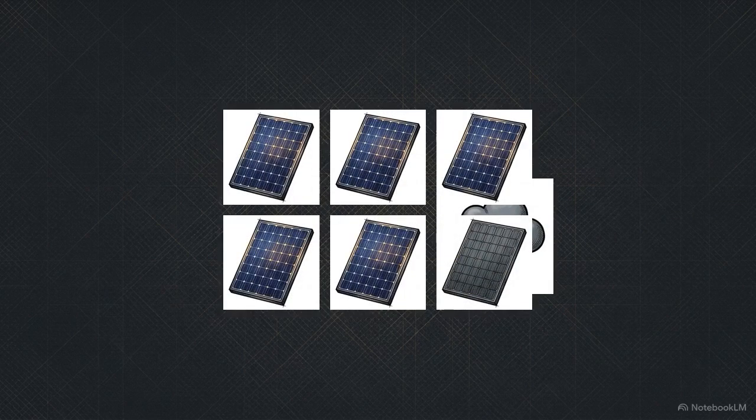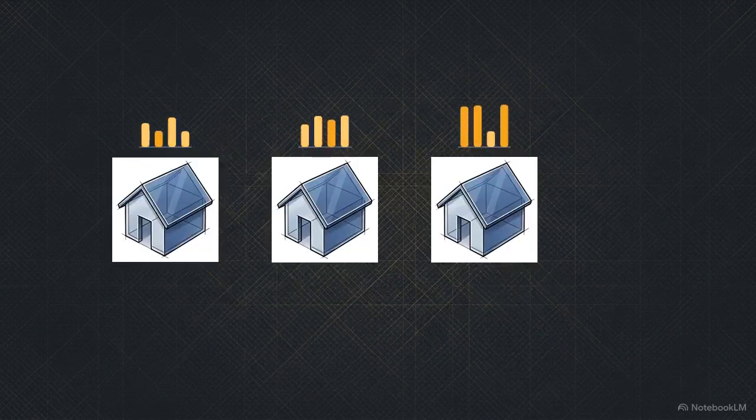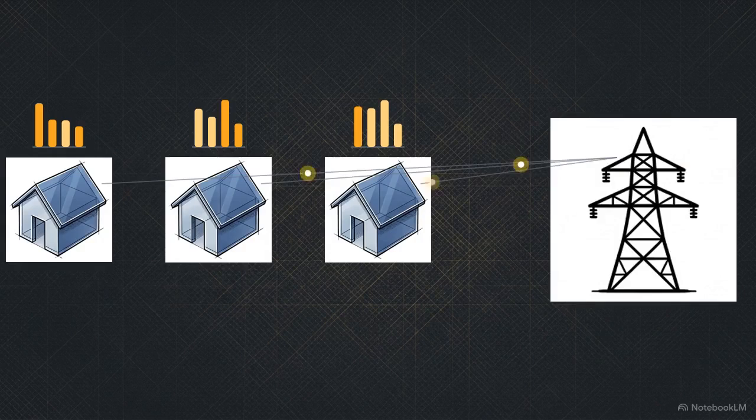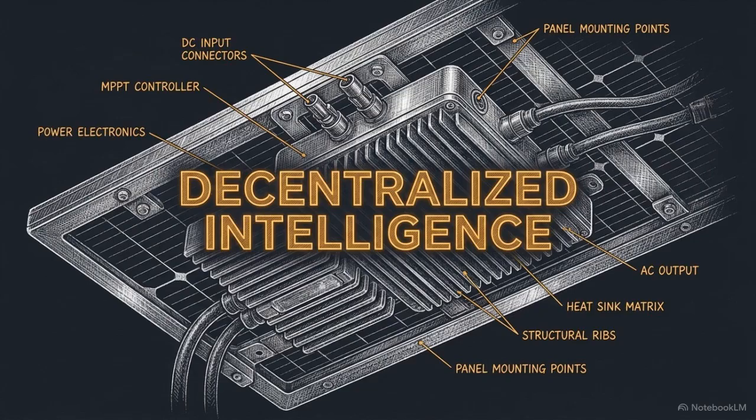This granular, module-level intelligence provides the exact data visibility and load flexibility required to integrate homes into future smart grids. The microinverter provides the granular control necessary to extract maximum energy from every square meter of rooftop, regardless of environmental chaos below.